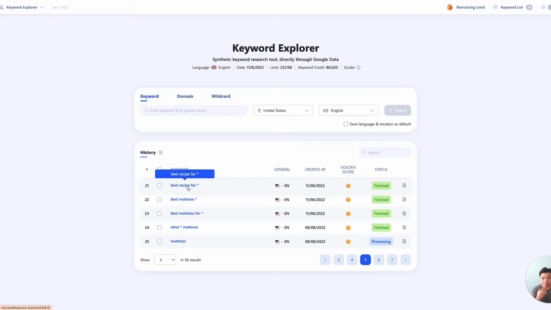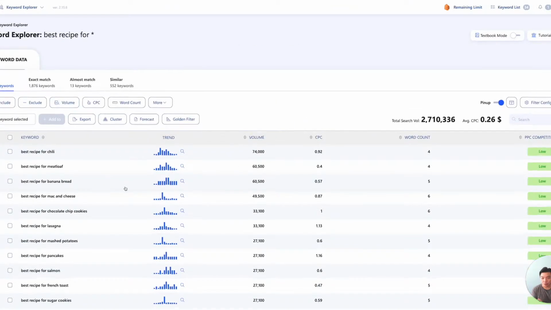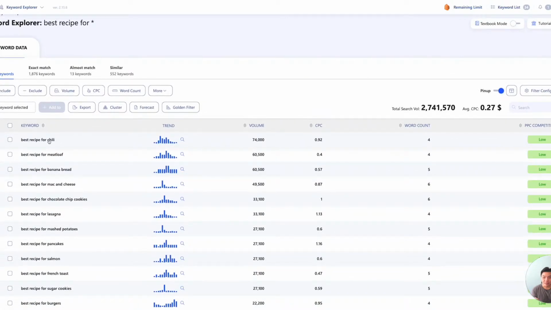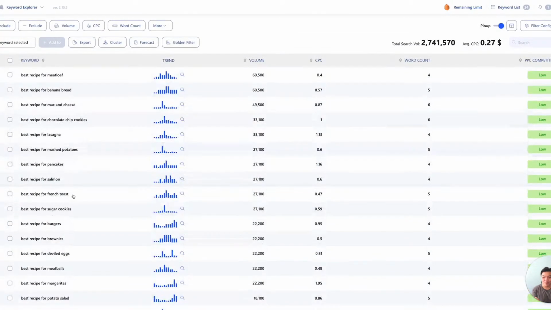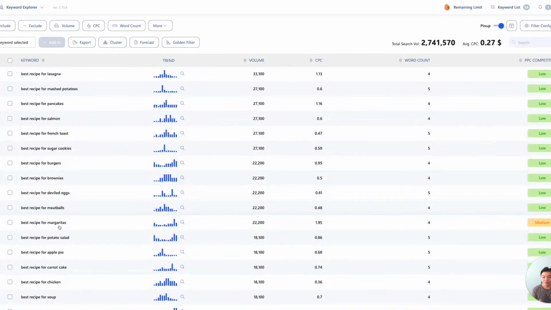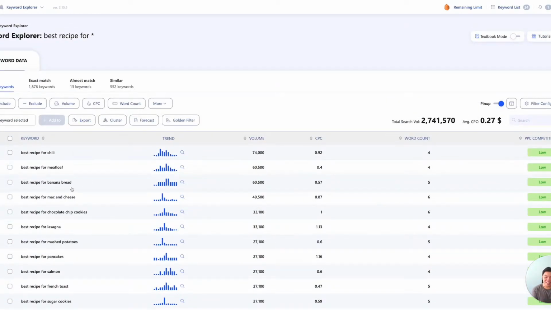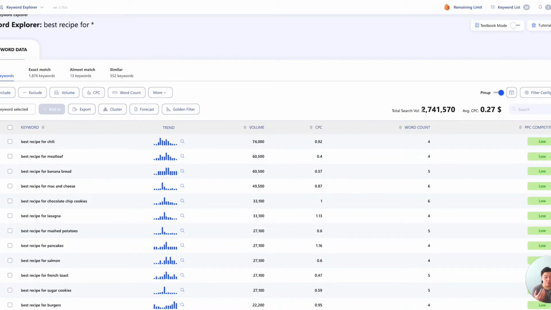Best recipe, for example. I think I searched it before. This is great. See, best recipe for chili, meatloaf. If you want to write recipe blogs, just do this. You will be able to sort right away. It's like 2.7 million searches a month. It's a huge demand for this type of best recipe blog.